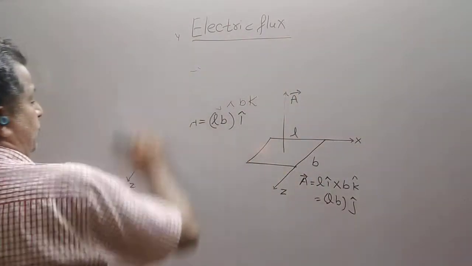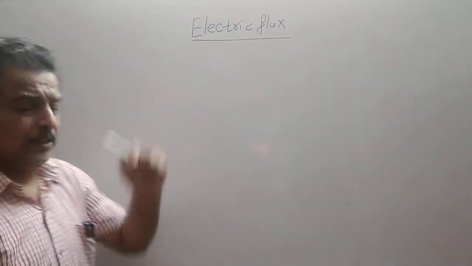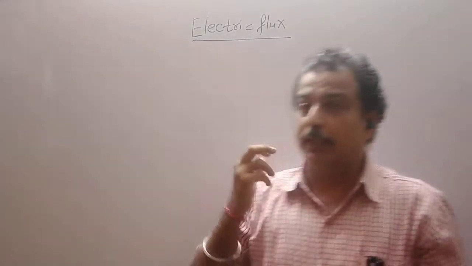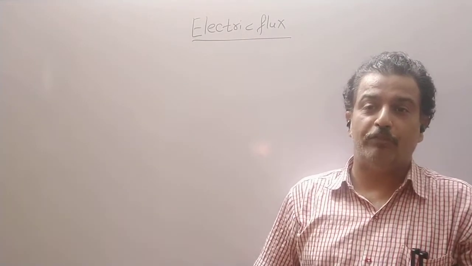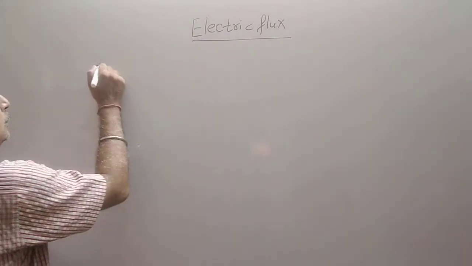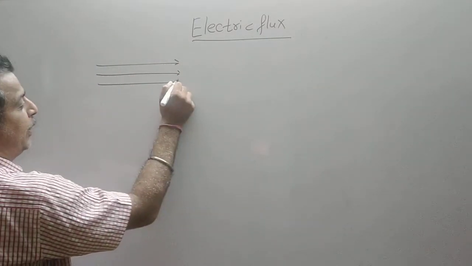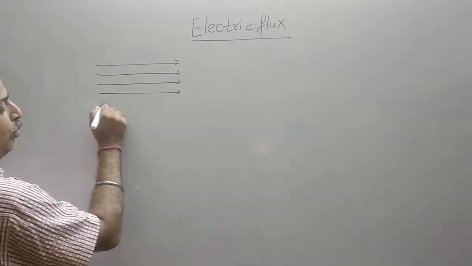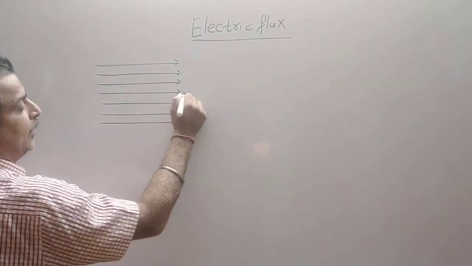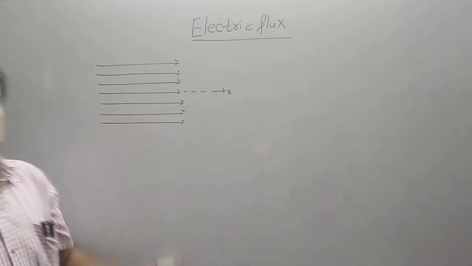Now come to our main topic, electric flux. Let us consider a uniform electric field. Now if you remember, the pictorial representation of electric field are called electric field lines, and the electric field lines drawn equidistant and parallel to each other is the uniform electric field. So I am drawing these electric field lines along the x-axis.